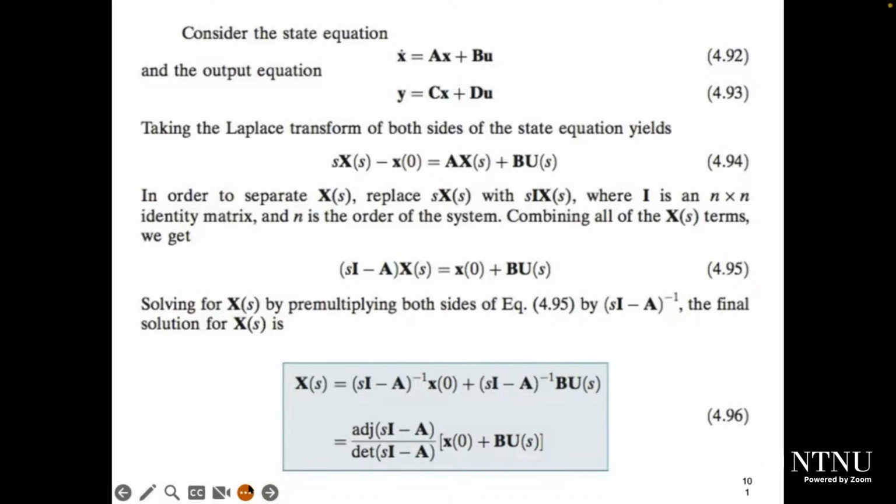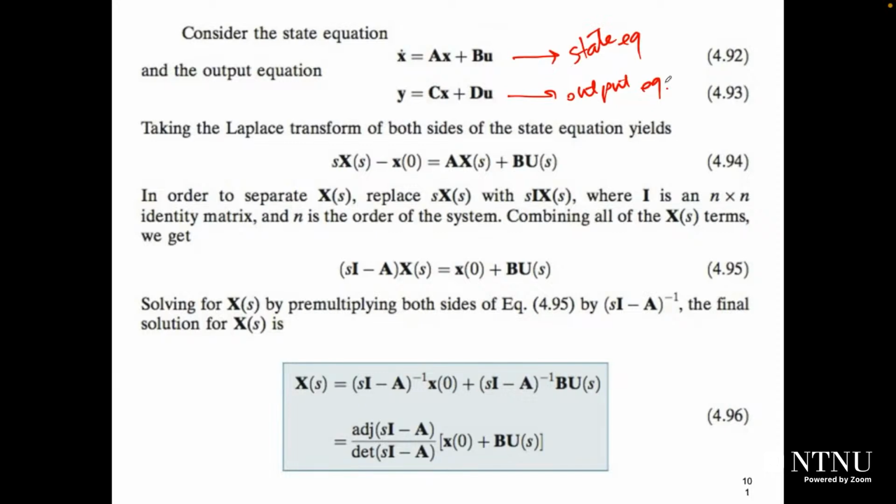The state space representation is x dot equals Ax plus Bu, and the output equation is y equals Cx plus Du. We call the first one the state equation, which is a set of first order differential equations, and this one is the output equation. Now we want the Laplace transform solution of the state equation.